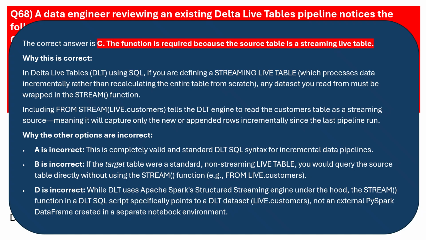A is incorrect. This is completely valid in standard DLT SQL syntax for incremental data pipelines. B is incorrect. If the target table were a standard non-streaming live table, you would query the source table directly without using the stream function, e.g., from live.customers. D is incorrect. While DLT uses Apache Spark structured streaming engine under the hood, the stream function in a DLT SQL script specifically points to a DLT dataset, live.customers, not an external PySpark data frame created in a separate notebook environment.